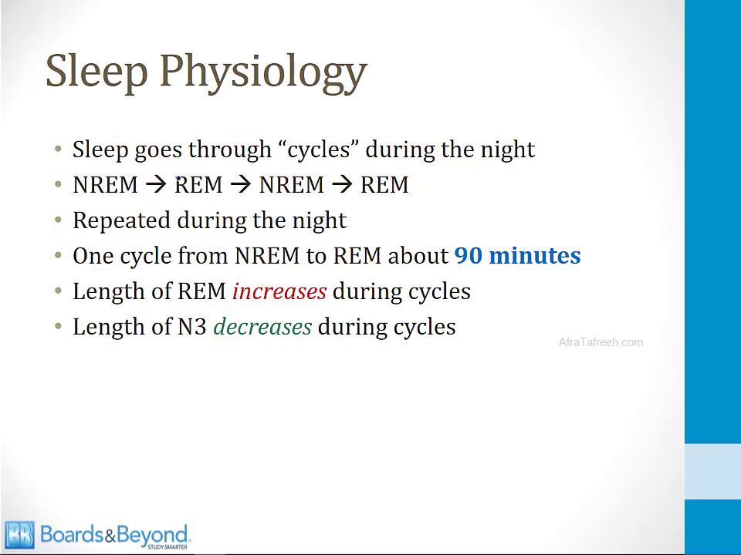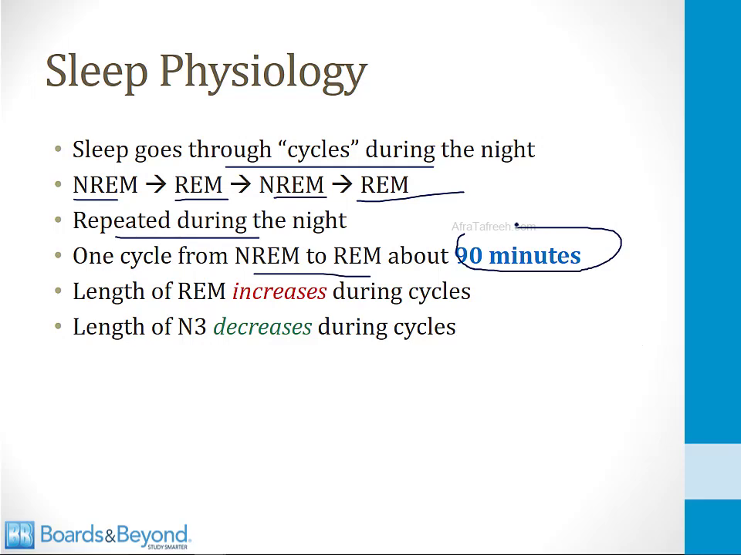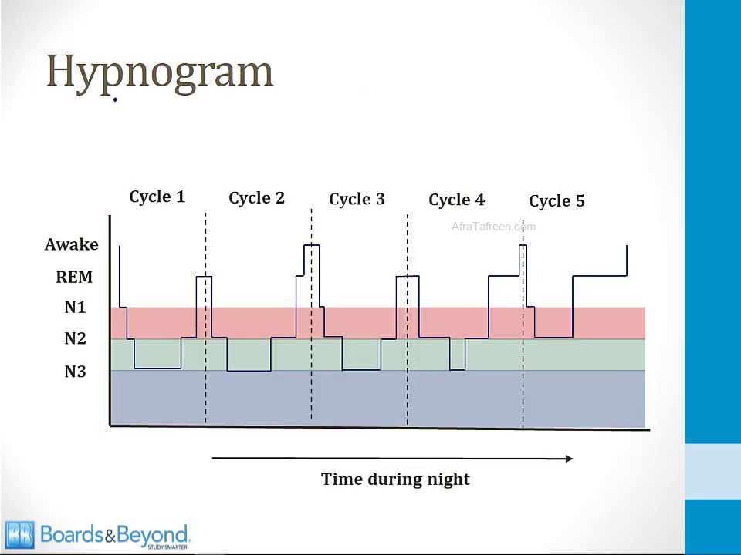So those are the stages of sleep, but what you need to understand is that during the night, you go through multiple cycles that involve all the stages of sleep. So you'll go through NREM sleep and REM sleep, and then back to NREM sleep, and then back to REM over and over again during the night. One cycle through NREM and REM takes about 90 minutes, and you'll go through multiple of these 90-minute cycles during the course of the night. And as each of the cycles progresses through the night, the length of REM time increases and the length of N3 time decreases. This is easier to understand if we look at a normal hypnogram.